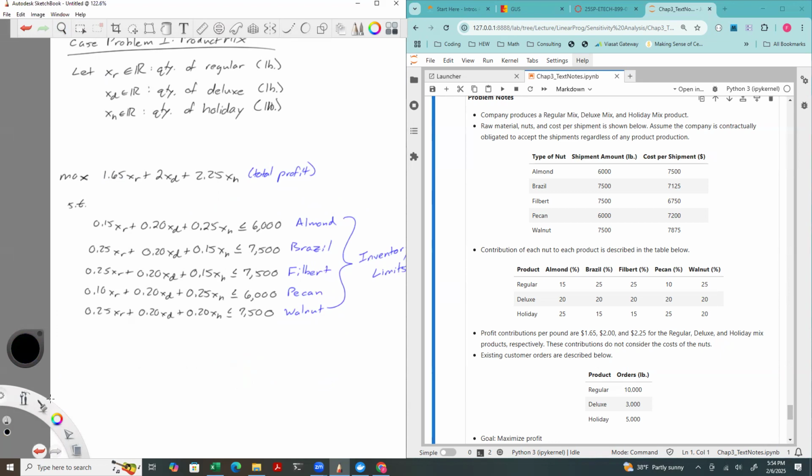And then the last set of constraints, I'm looking at the very bottom table of that problem statement, and it's dictating lower bounds associated with our decision variables. These are minimum order quantities, assuming that we want to keep those customers happy since we've already accepted their orders potentially. So we would want to force the decision variables to be at least those values. So X of R must be greater than or equal to 10,000 pounds. X of D is greater than or equal to 3,000 pounds. And X of H is greater than or equal to 5,000 pounds.